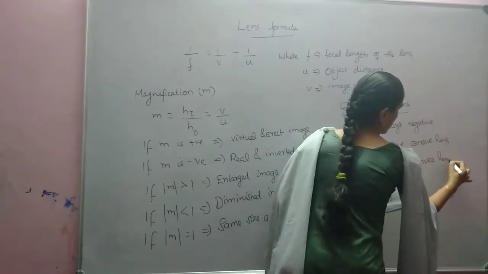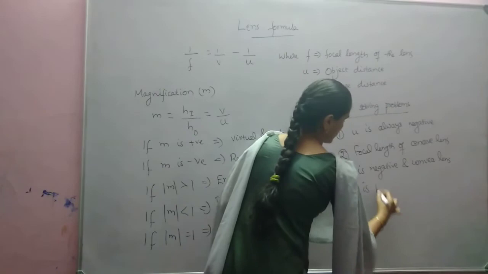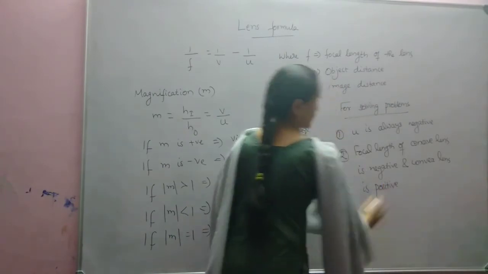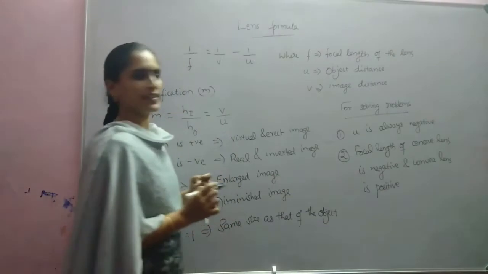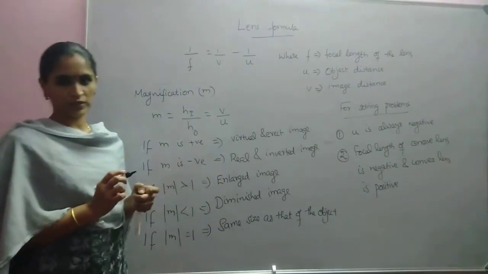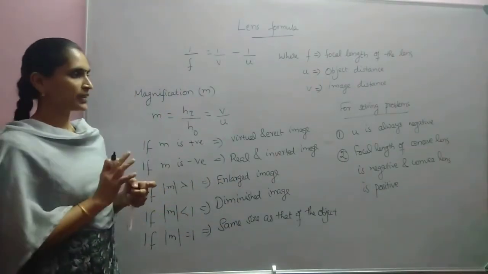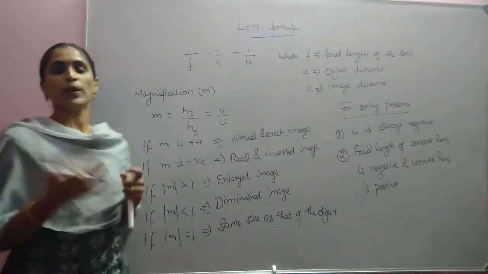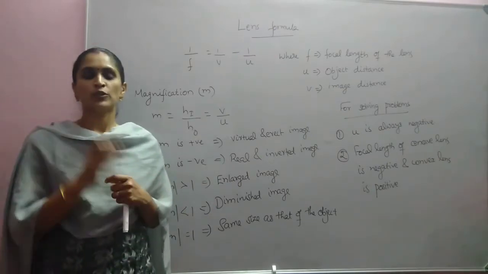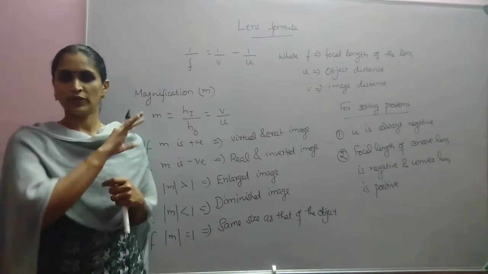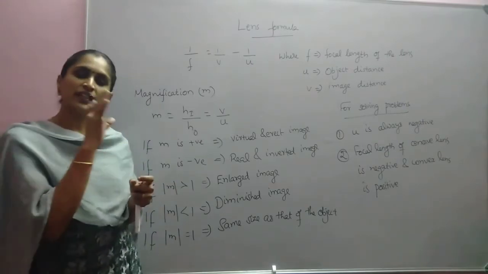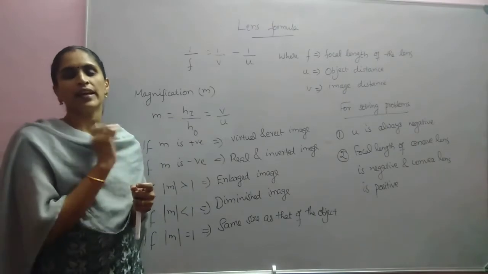Focal length of a convex lens is positive and that of a concave lens is negative. So if you remember these things, you can solve problems. You also have to remember the ray diagrams, the image formation in the various cases that we discussed. So it will be easier to check whether your answer is right or wrong.